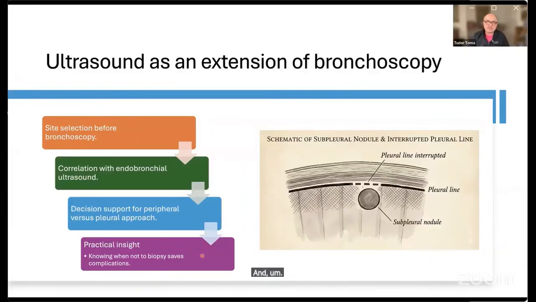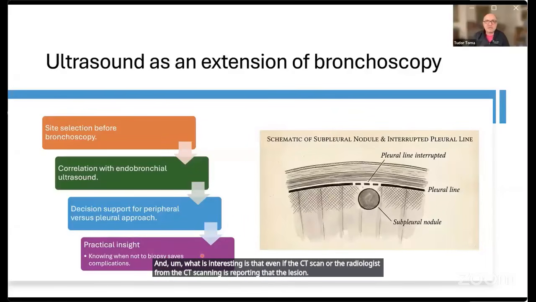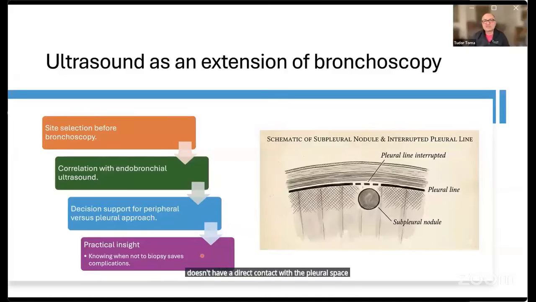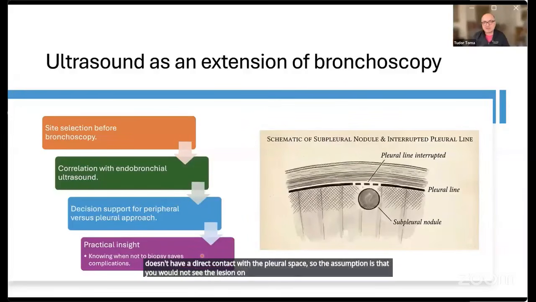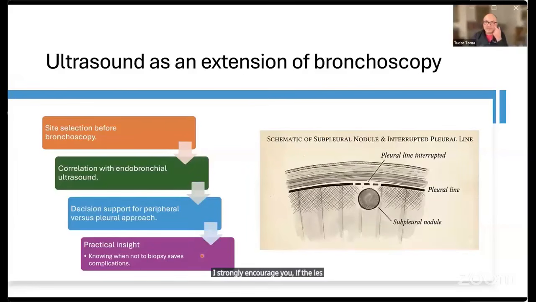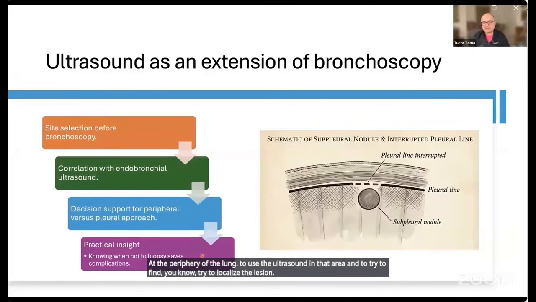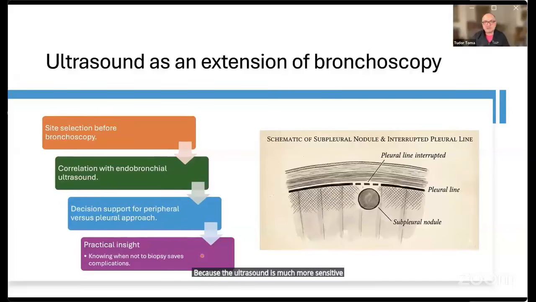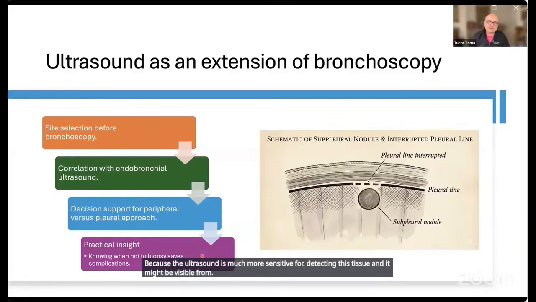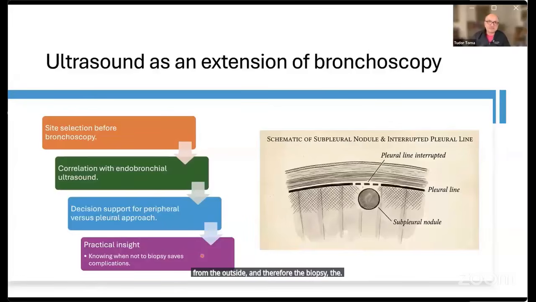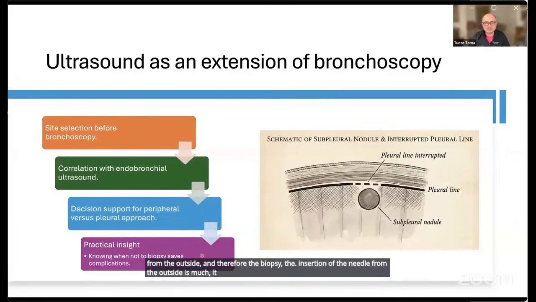And what is interesting is that even if the CT scan or the radiologist from the CT scanning is reporting that the lesion doesn't have a direct contact with the pleural space, so the assumption is that you would not see the lesion on the ultrasound, I would strongly encourage you, if the lesion is definitely at the periphery of the lung, to use the ultrasound in that area and to try to localize the lesion, because the ultrasound is much more sensitive for detecting this tissue, and it might be visible from the outside, and therefore the insertion of the needle from the outside is easy to do, and again it's cheaper.